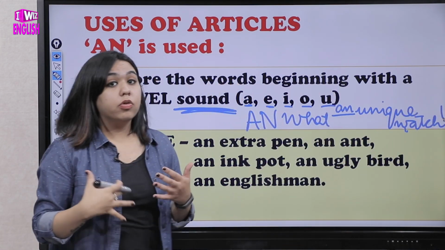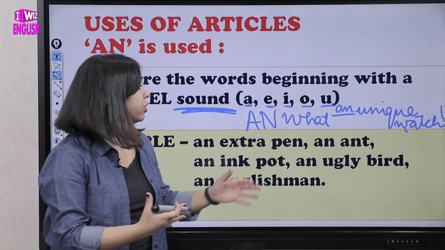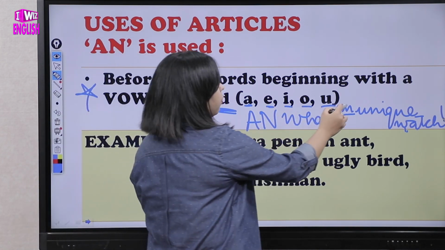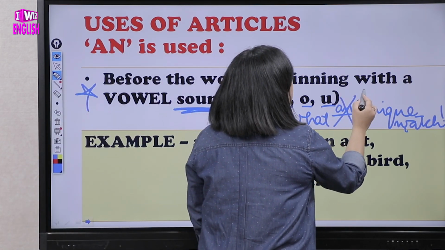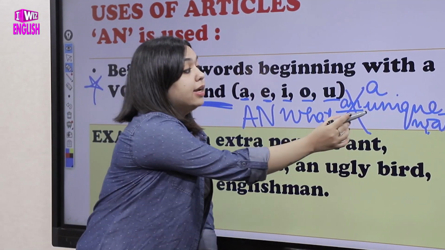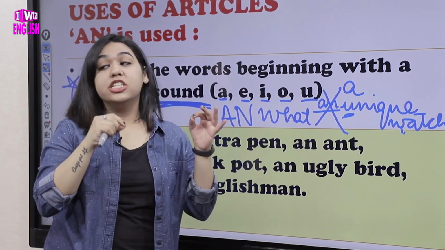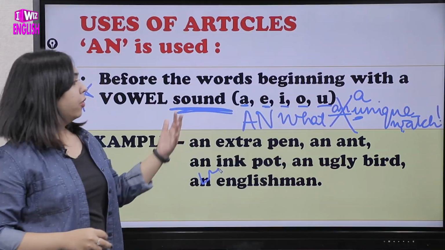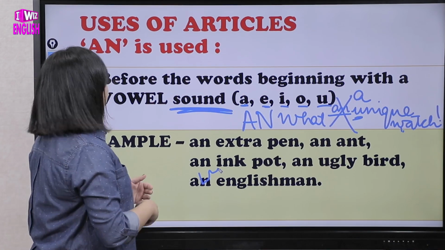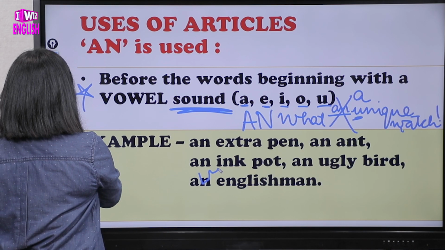Okay, the people who will cram, but the ones who know the essence that we are going by sound, they will never say what an unique watch. They will always say what a unique watch. Why? Because unique, undoubtedly it has the letter u, but there is no vowel sound of u. It has a y sound. Okay, so I hope it makes it clear. Let's move on to our next usage.